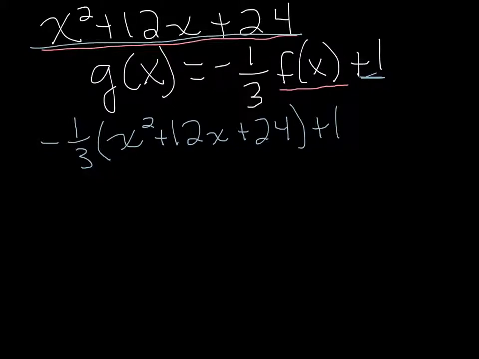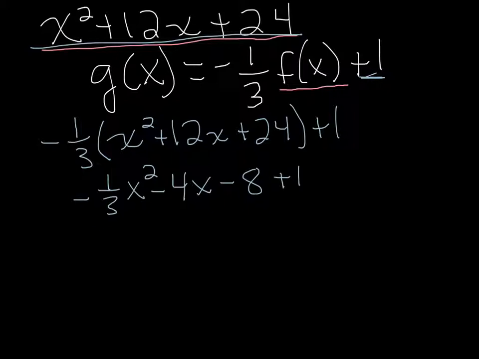So now I'm going to use my distributive property. I'm going to distribute the 1/3 to the x squared, to the 12x, and to the 24. And don't forget my negative. So I get negative 1/3 x squared. Negative 1/3 times 12 will be minus 4x. Negative 1/3 times 24 is negative 8. And then the parentheses disappear, but I still have that plus 1.